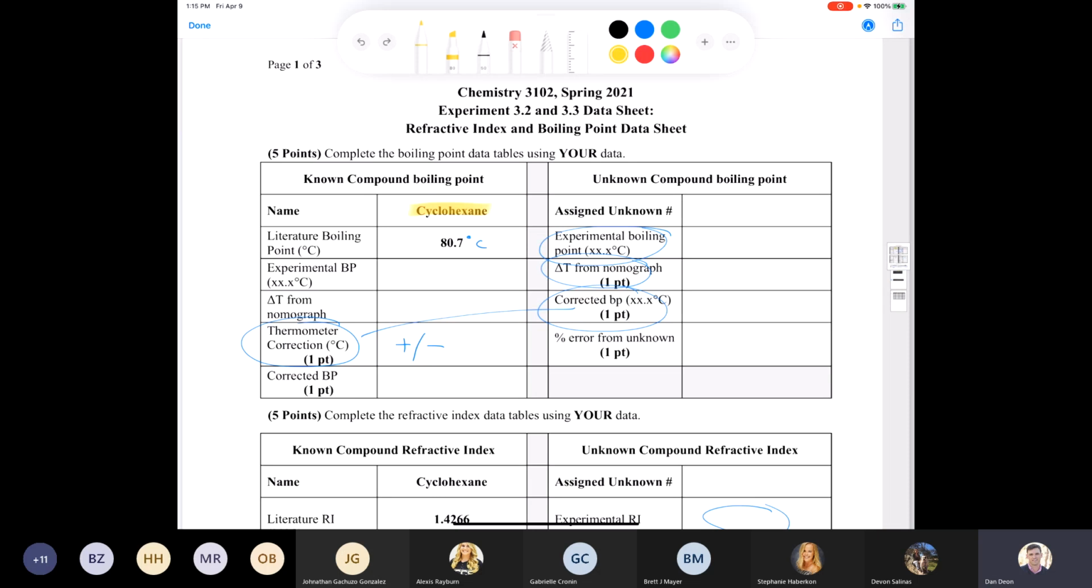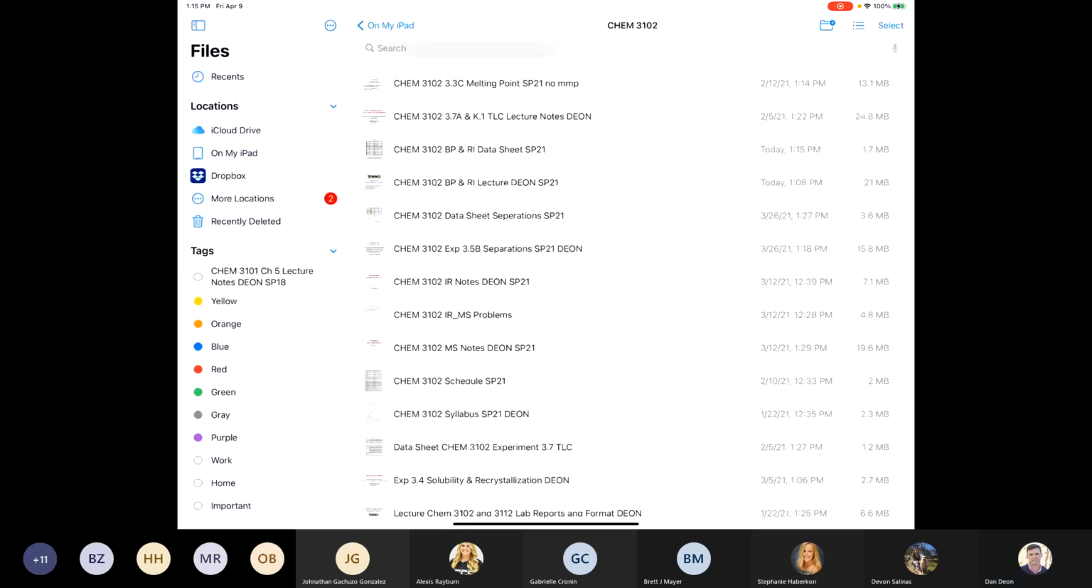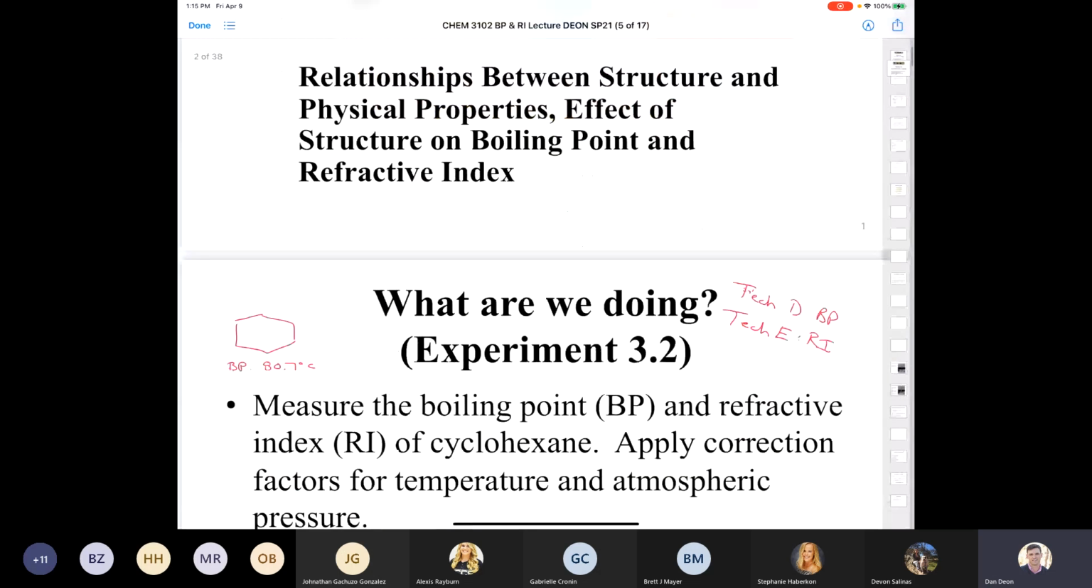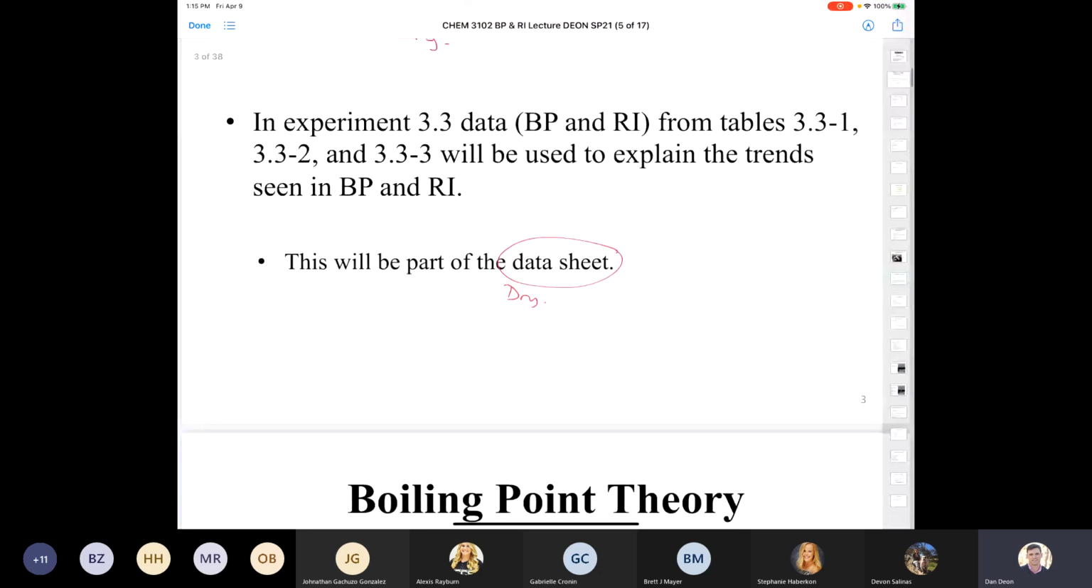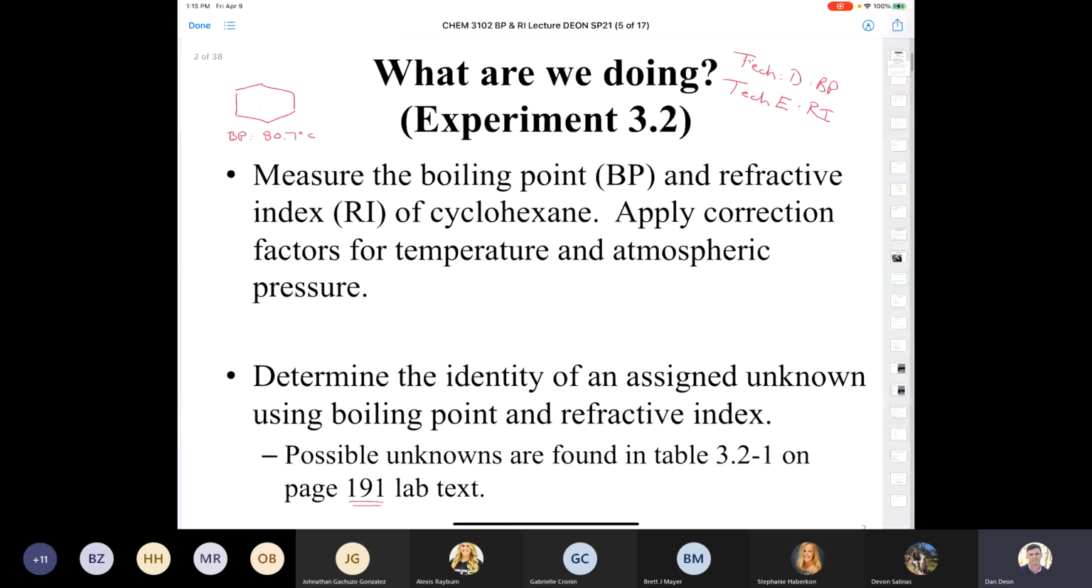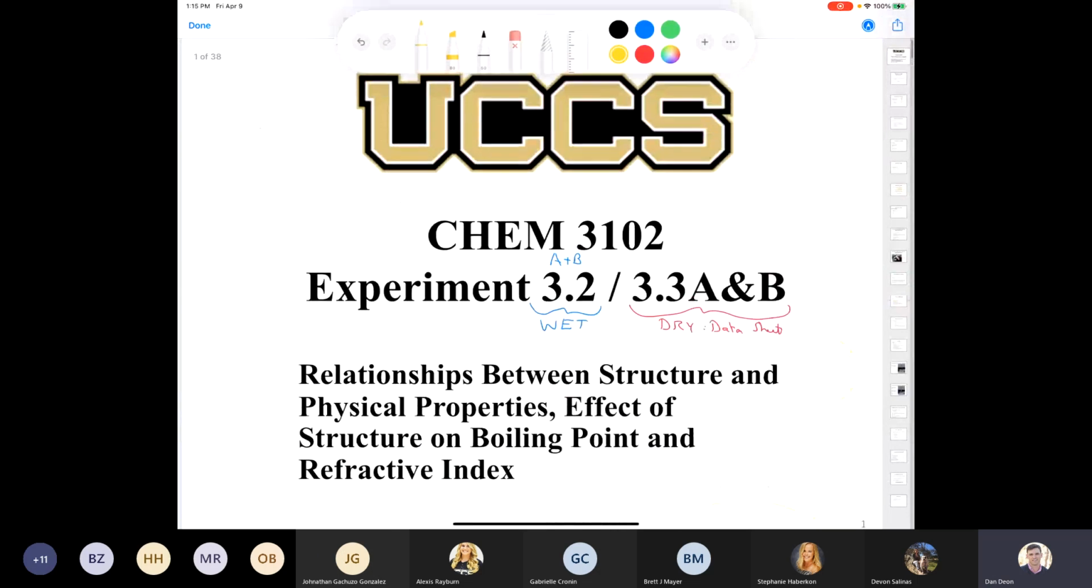And of course, again, I expect you to do the reading. I expect you to read all the background. So technique D, technique E, you need to have that knowledge before you step in the lab. And I need you to read 3.2 and 3.3, the whole thing, so that you're totally prepared when you come into the lab. And again, I left a couple things for you to discuss with your lab instructors, but I think I covered all the necessary points there. Okay.